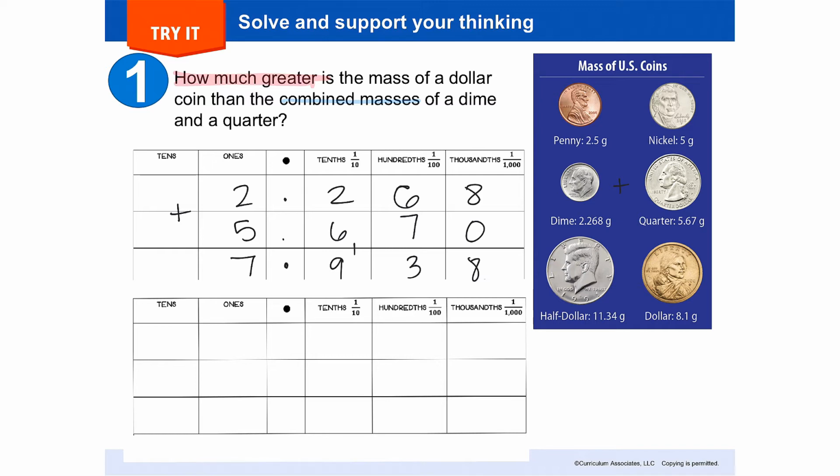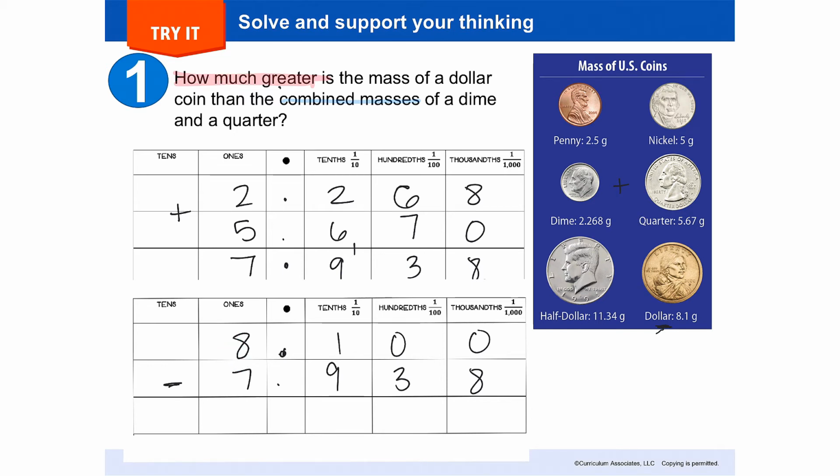And then now we need to find the difference. So it's asking us how much greater, how much bigger is that dollar coin than the combined mass of these two. So I'm going to start with 8.1. That's my quarter mass. And I'll go ahead and fill in those empty spots there with a 0. And then we're going to just use this combined mass right underneath. So we'll be subtracting 7.938. Okay. We are subtracting across zeros here, and I can see that 1 minus 9 is not going to work.